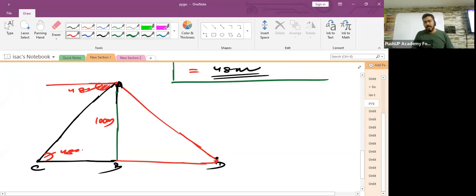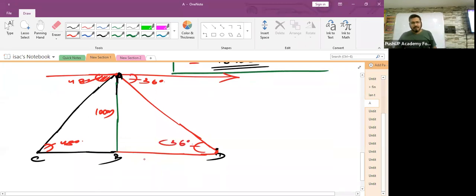Now, the same observer from point A was staring at ship D, isn't it? He was observing ship D. Now, how much was the angle of depression? 36 degrees. So this is the angle of depression. Alternate interior angles are equal. So this angle is also 36. Now it's quite obvious, no children.